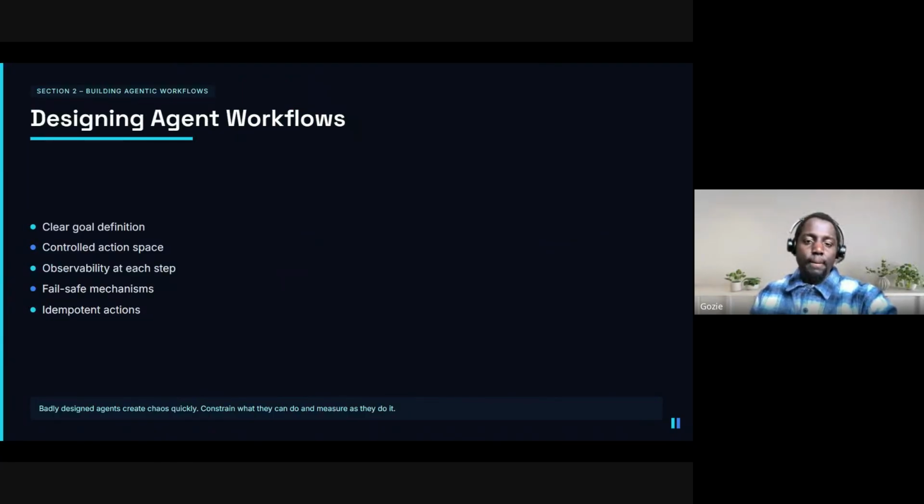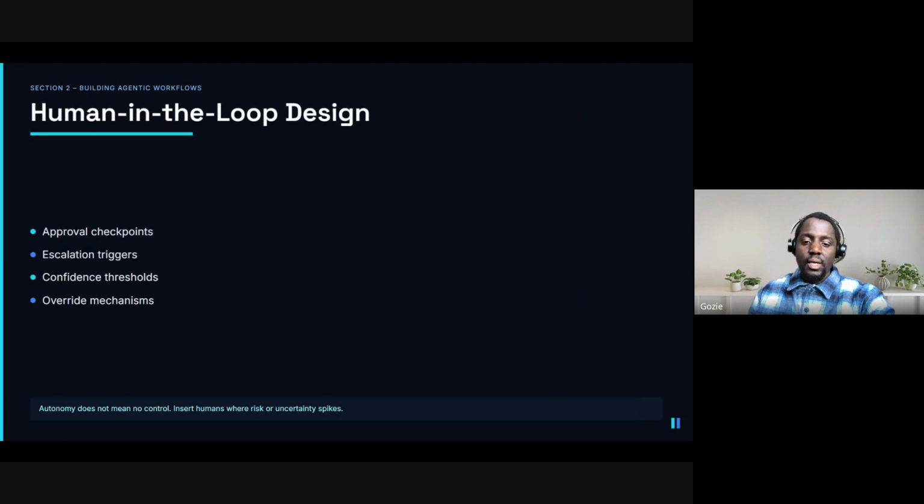The next one is how can we design agent workflows? Good agent design is very critical. If that design is not put into place correctly, then you're obviously going to get issues. So what are the key principles? First, define clear goals as much as possible, limit what actions the agents can take, ensure observability, build a fail-safe mechanism, and keep actions idempotent. Bad design usually leads to unpredictable behavior, which is very bad when you have AI agents set up. Anything to do with AI should be predictable. That should be the goal.